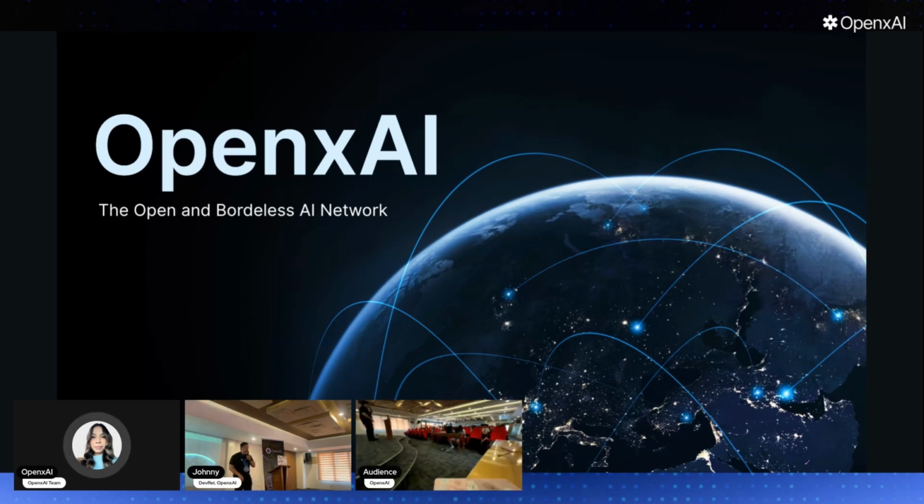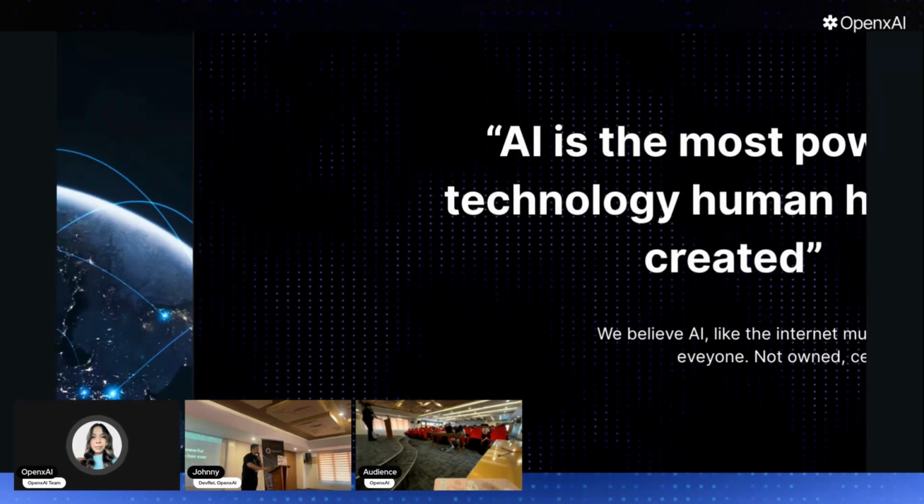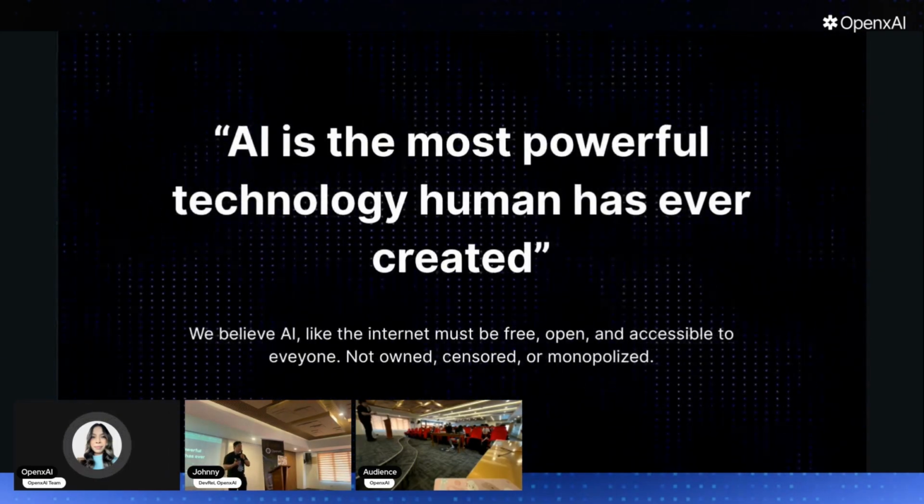What I'll be talking about today is decentralized AI, so let's get started. AI is one of the most powerful technologies that humanity has ever built. At OpenX AI, we believe that AI should be built just like the internet, where it's free, open, and accessible to everyone. So it's not owned by big tech or a few companies. It's not censorable or monopolized.